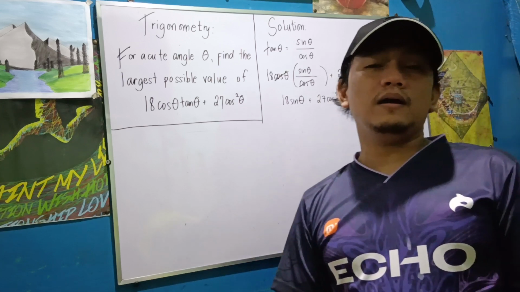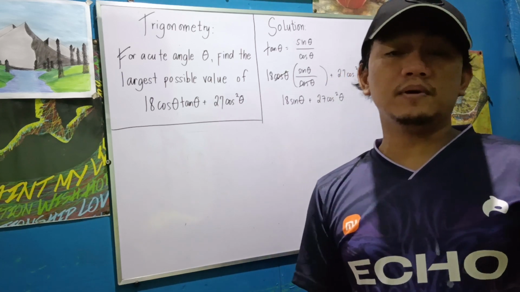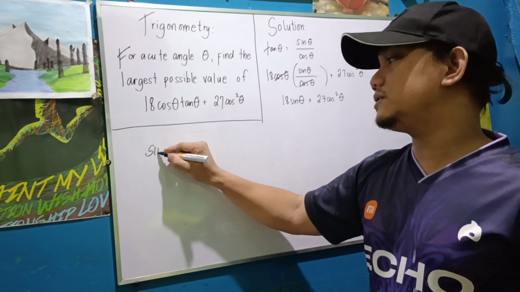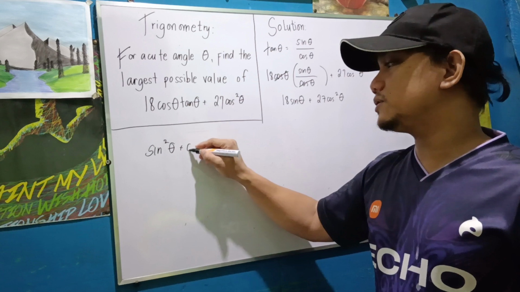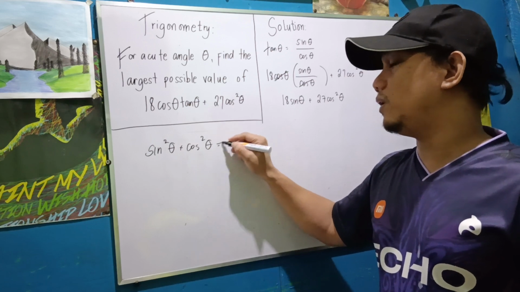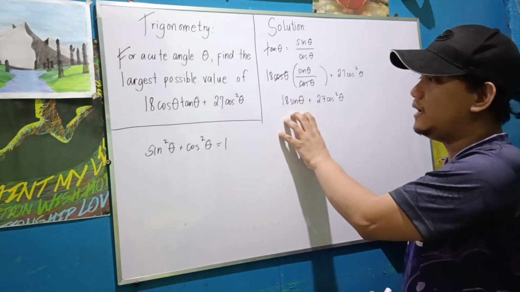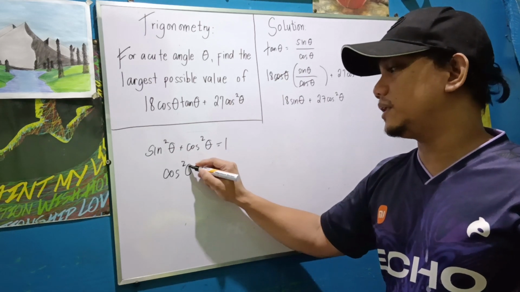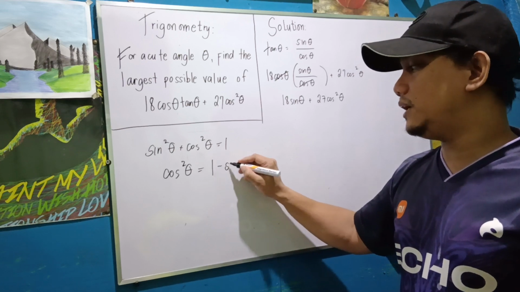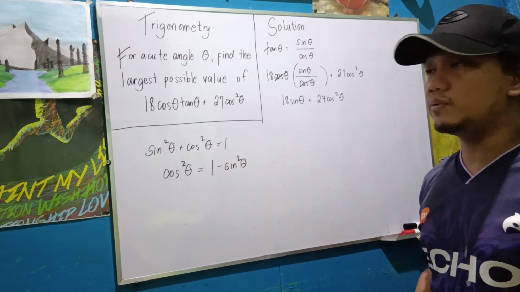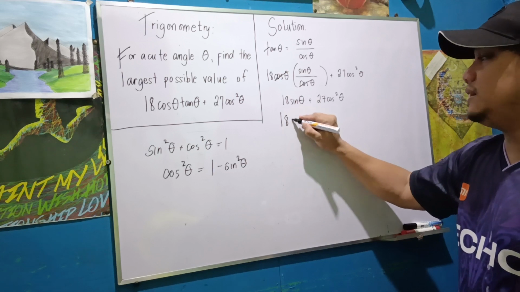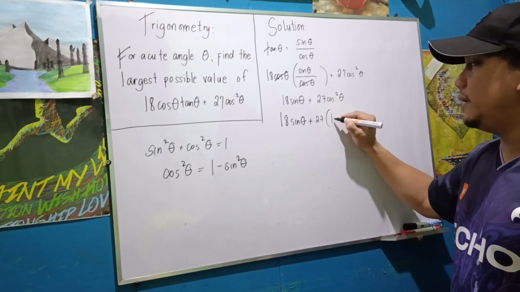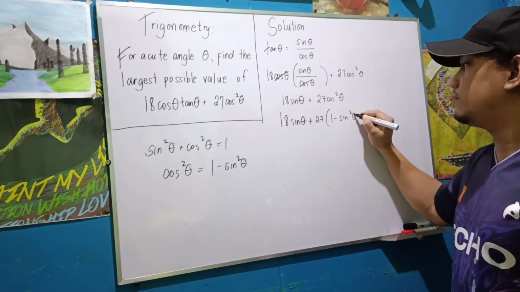However, as I stated earlier, it must be in terms of one expression only. So let us recall the Pythagorean identity: sine squared theta plus cosine squared theta equals 1. So notice that this is sine, so cosine squared theta must be expressed in terms of the sine trigonometric function. So we have cosine squared theta equals 1 minus sine squared theta. So we can have 18 sine of theta plus 27 multiplied by 1 minus sine squared of theta.